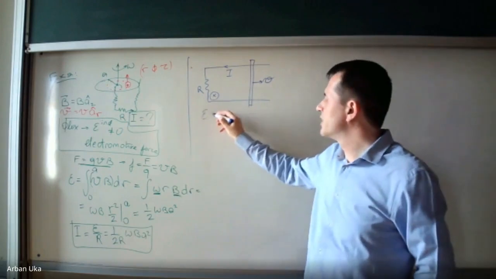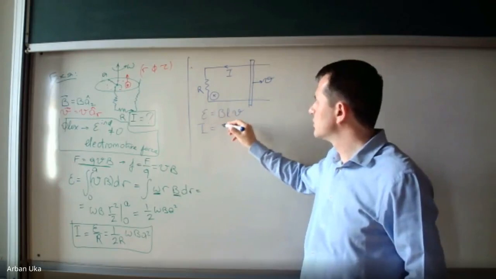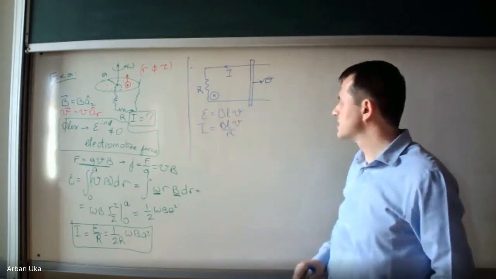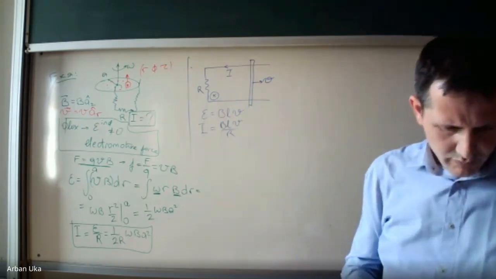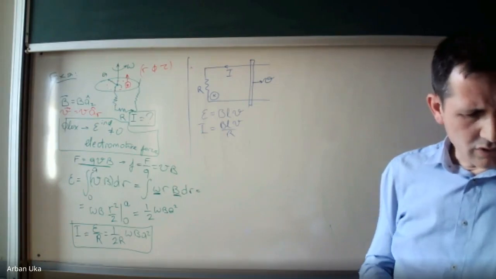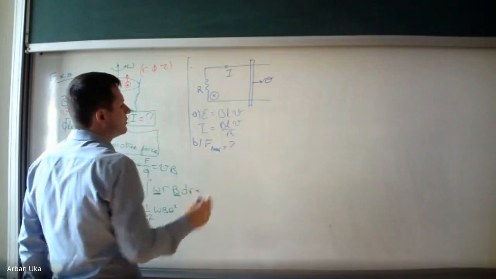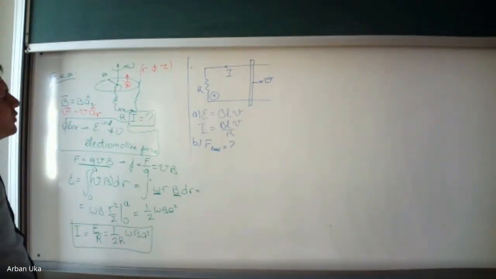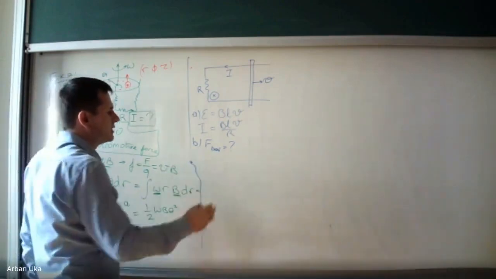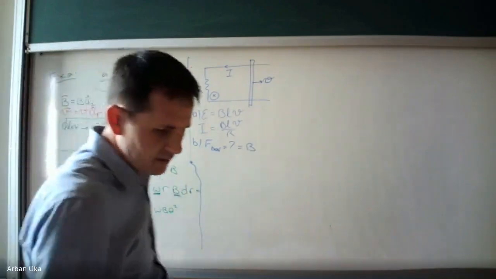And then, what was the information that we know so far? The induced electromotive force is equal to BLV. The current is going to be equal to BLV divided by the resistance R. The first question is to find the current, which we found. The second question is to determine the force on the bar. So the force on a conductor can be written as I L B.